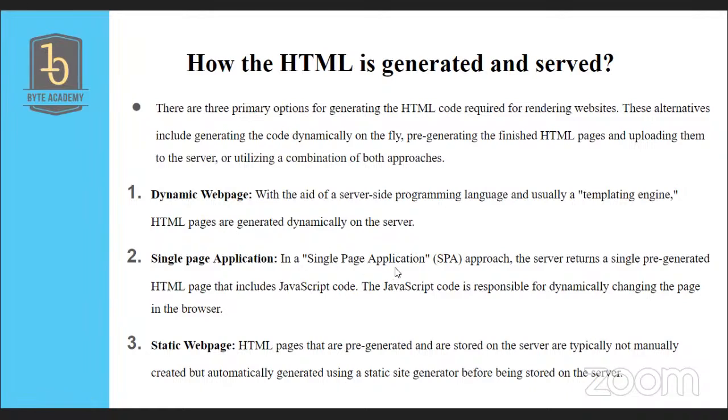In a single page application, the SPA approach, the server returns a single pre-generated HTML page that includes JavaScript code. The JavaScript code is responsible for dynamically changing the page in the browser. What I just said might sound like a static web page, right? Yes, it is very close to static web pages. Then what makes it different? Well, in a static web page, the content won't be changing much. Let's say my resume: if I put my resume on a website and some recruiter visits it, they are going to get the same resume. Nothing is changing much.